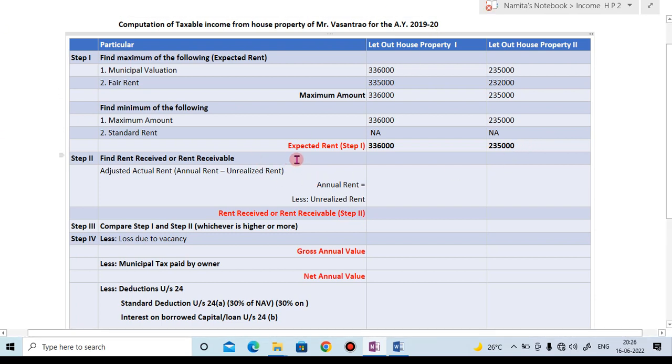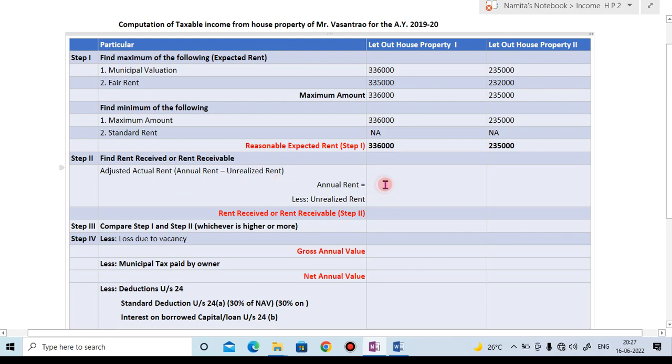Okay, now step number 1, that was reasonable expected rent, we have got. Okay, now next step is what? Step number 2. Step number 2 is find the rent received or rent receivable. So how to find the rent received and rent receivable? That is adjusted annual rent, means actual rent, adjusted actual rent means annual rent minus unrealized rent.